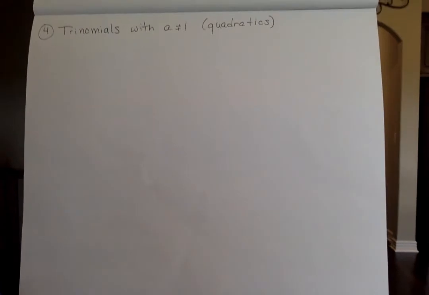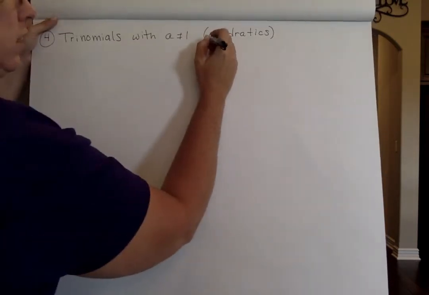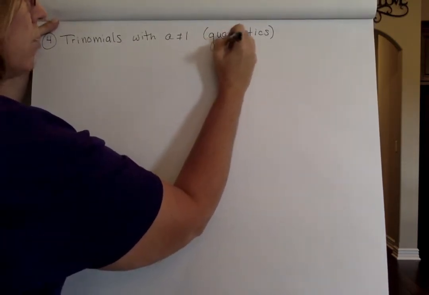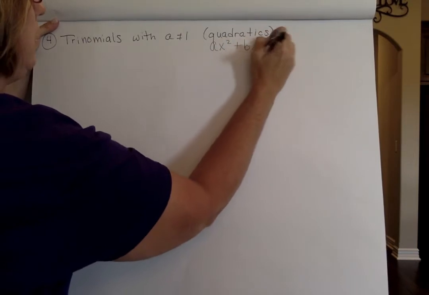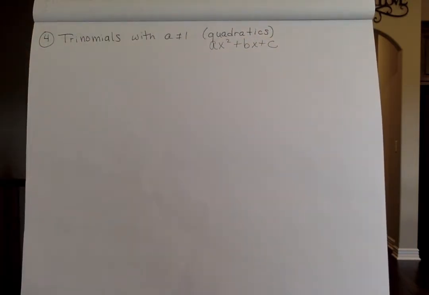Yeah, so there we go. Okay, the controversial one. Oh, it's not that controversial, I guess, but here it is. Trinomials with a not equal to 1. Again, we're still dealing with quadratics here, ax squared plus bx plus c. So now when the coefficient on x squared is not a 1, what can we do?